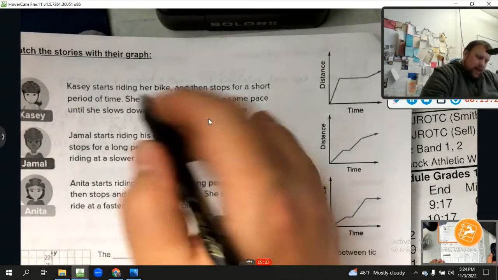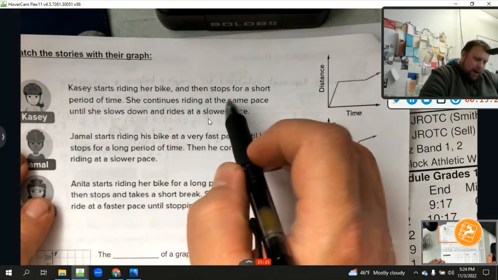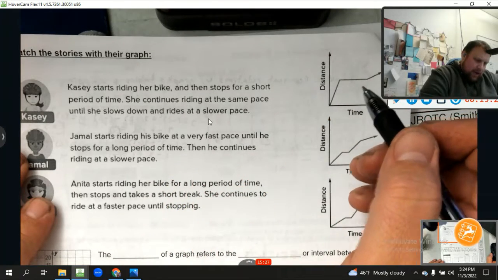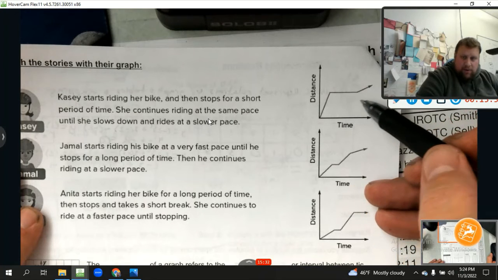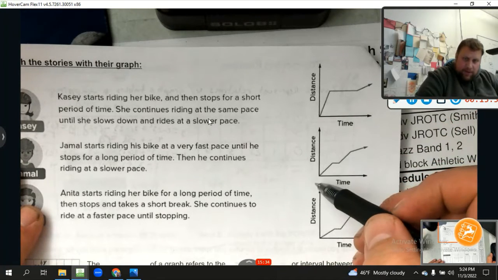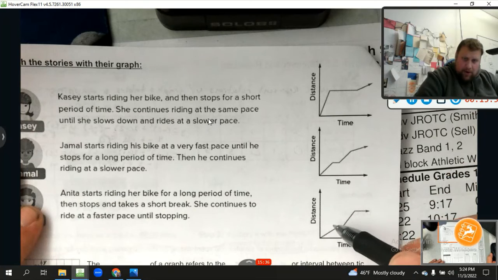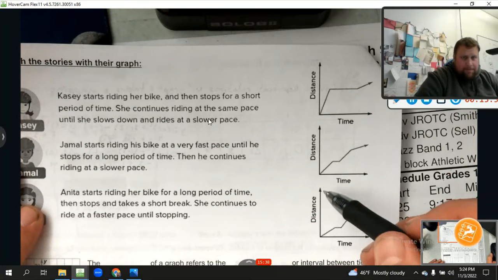All right, it says Casey starts riding her bike and then stops for a short period of time. This one right here, whoever starts riding seems to go fast and stops for a long period of time. We see start riding, short period; start riding, short period. Okay, so one of these two probably.